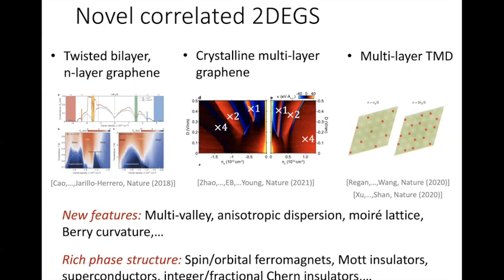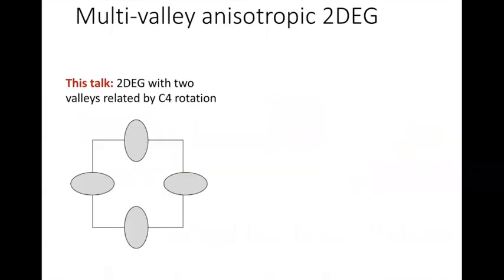But as theorists, this is, of course, extremely challenging. And what I'd like to do in this talk is take one step beyond the homogeneous electron gas, almost the simplest imaginable generalization of the 2D electron gas, which is a multi-valley 2D electron gas with anisotropic dispersion. So this incorporates some of the features of this vast variety of new systems.